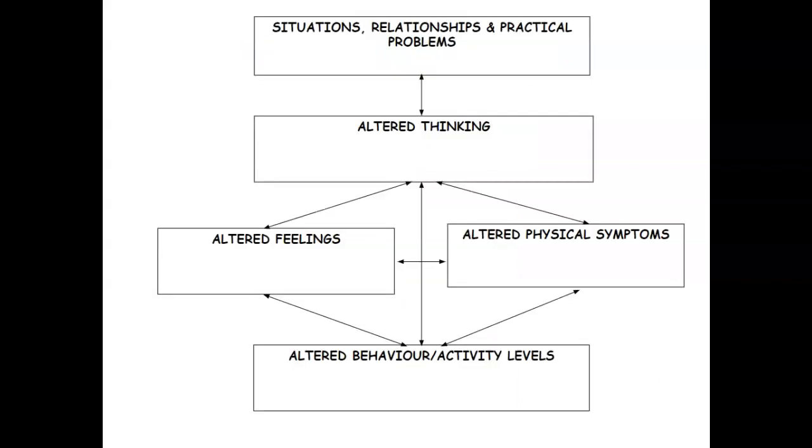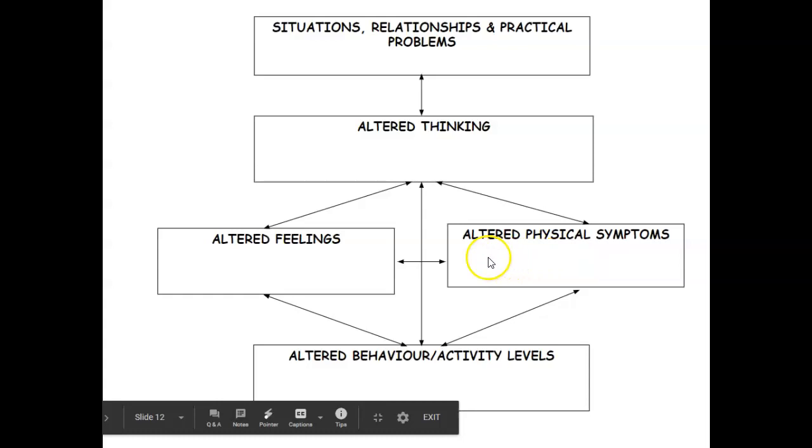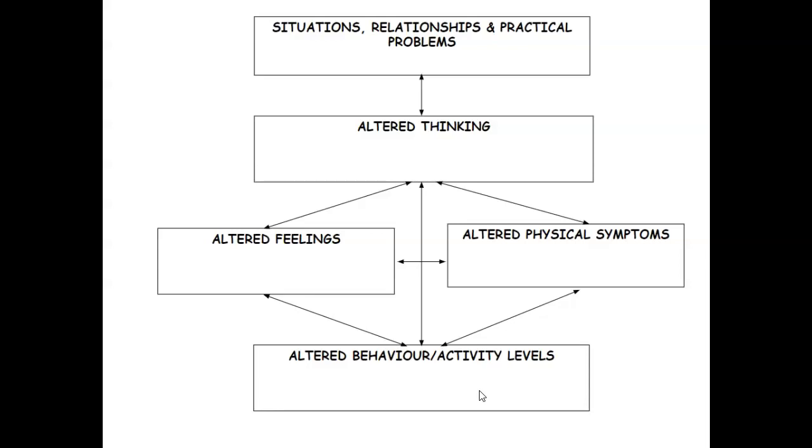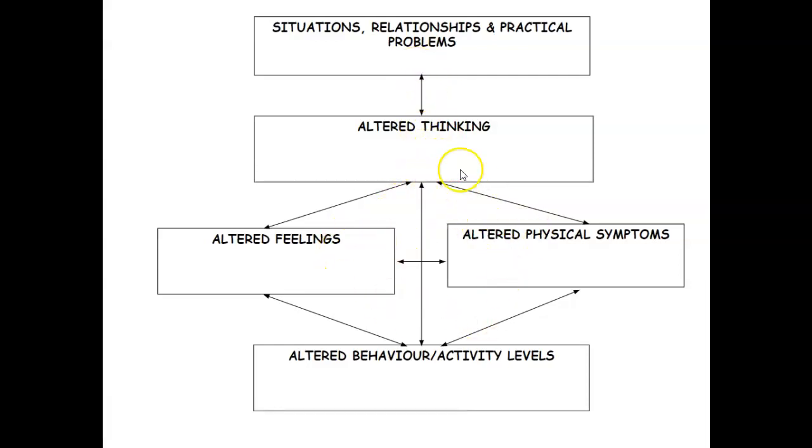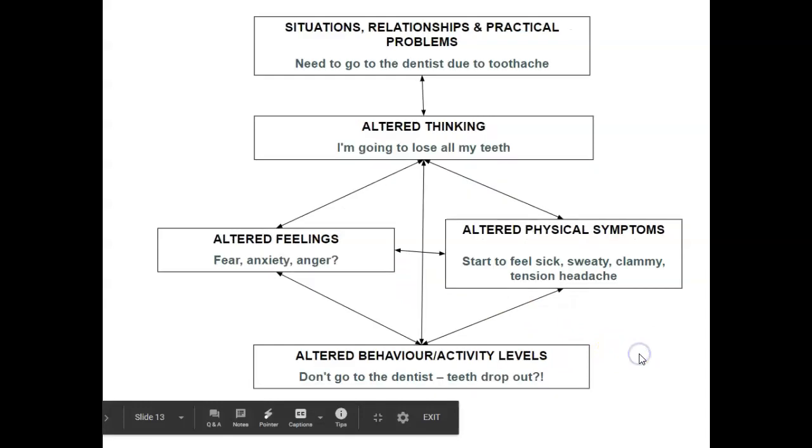So this is what the 5 areas model looks like. At the top there, we've got the situation, relationship, practical problem. In the next box, we've got altered thinking. Over here, we've got altered physical symptoms, altered feelings, and then at the bottom there, altered behaviour and activity levels. And if you can see all the arrows here, it really does show you that between each and every box, there's an interaction. So it's not just a one-way cycle.